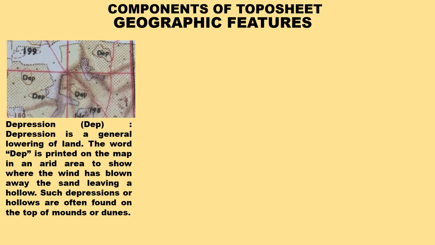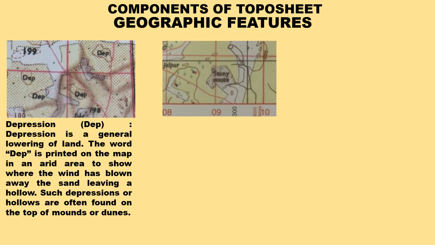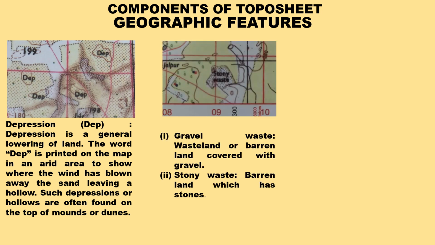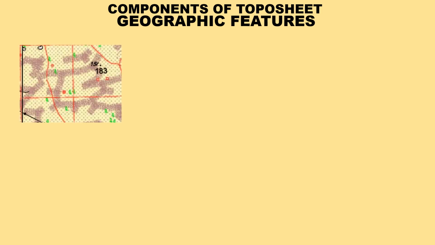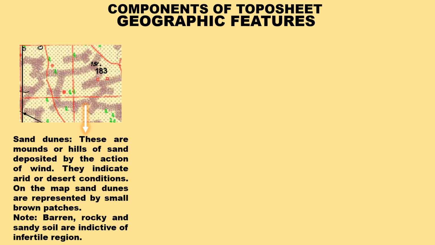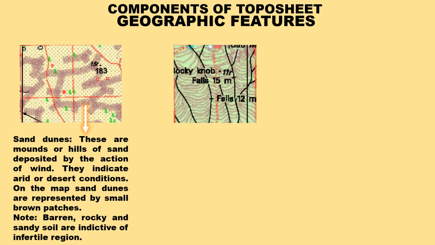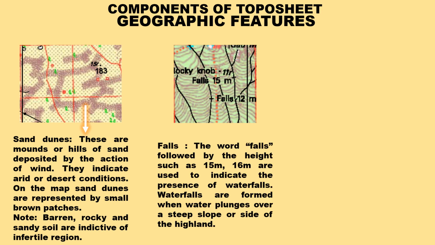which is found mainly in arid regions due to the erosive work of the winds. Then we have stony waste or the gravel waste, which is land covered with gravel and stones. And third, we have sheet rock, which is a continuous stretch of horizontally embedded hard rocks, which are exposed to the surface and are well polished due to the agents of erosion. Next, on the geographic features, we have sand dunes, which represent the depositional feature of the wind in the arid regions. Secondly, we have the falls, which represents the waterfall.